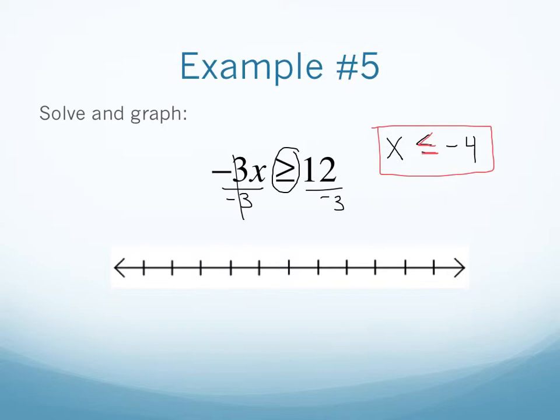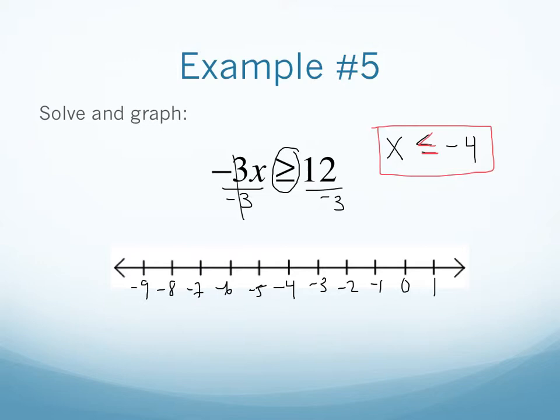And now I just graph like normal. -4 goes in the middle. Okay. Now, to the right, I'm going to be getting bigger. Bigger than -4 means closer to the positive numbers. So -3, -2, -1, 0, 1. Those are all bigger than -4. To the left are numbers smaller than -4. Numbers that are smaller than -4 are more negative. So -5, -6, -7, -8, -9.